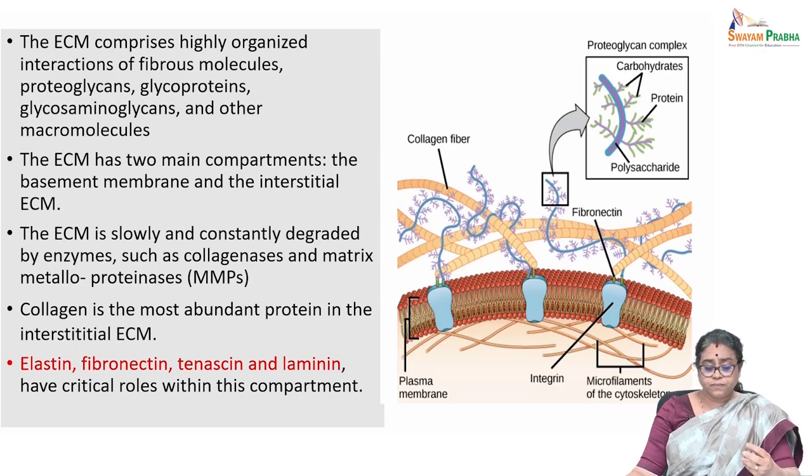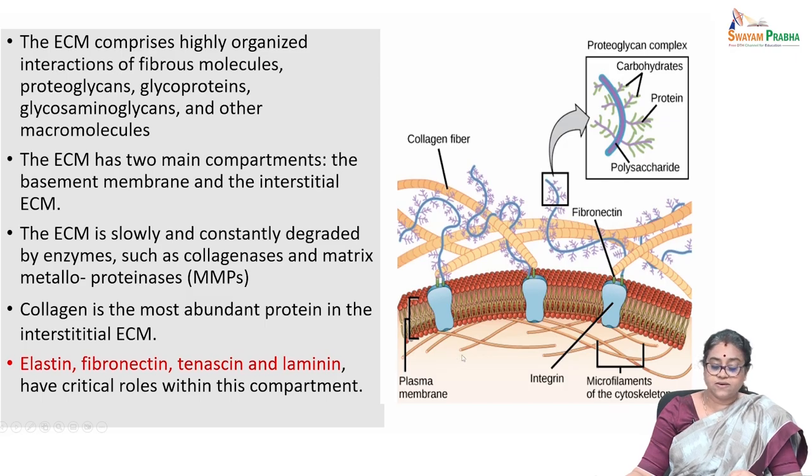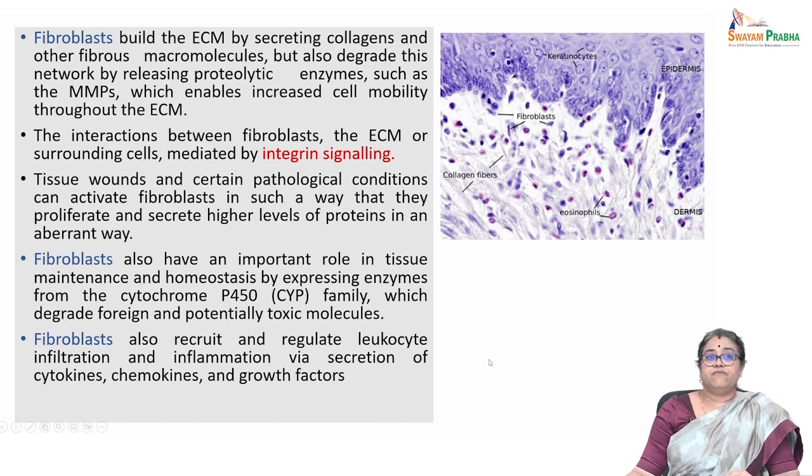Therefore, for this particular process, you need certain enzymes which can degrade your extracellular matrix. Matrix metalloproteinases are chiefly involved in degradation of the extracellular matrix. And collagen is the most abundant protein in the interstitial extracellular matrix. Apart from collagens, you have elastin, fibronectin, tenascin and laminin. All these proteins have critical roles within this compartment of ECM. So we will see one after the other.